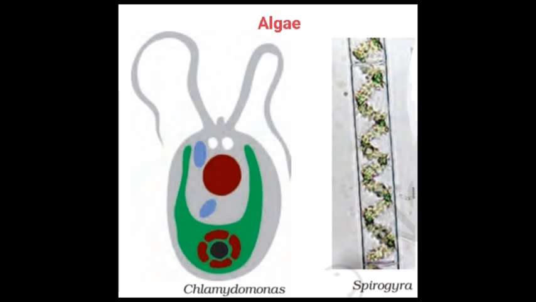The next category is algae. How does an algae look? It's shown here. They are either long strand-like things as in Spirogyra, or Chlamydomonas shown here as a kind of bug-like thing, but they are very small so we cannot see them with our naked eyes.